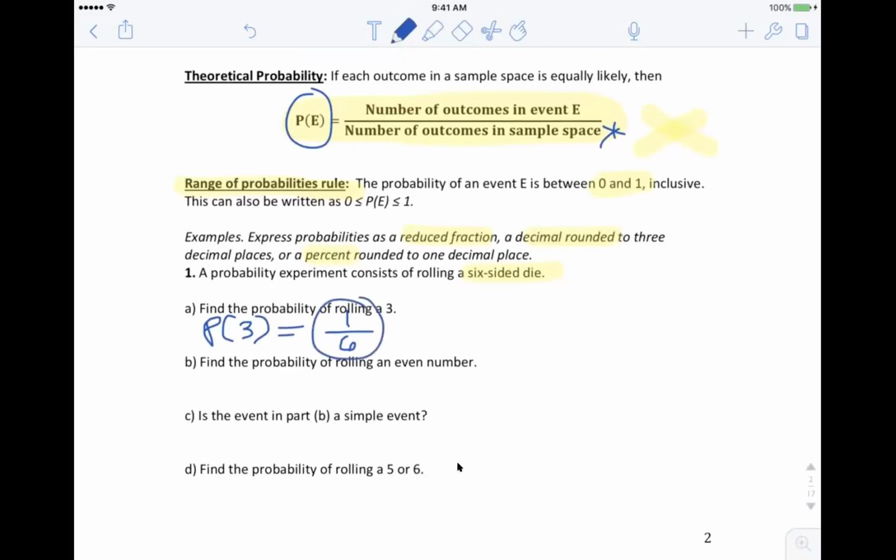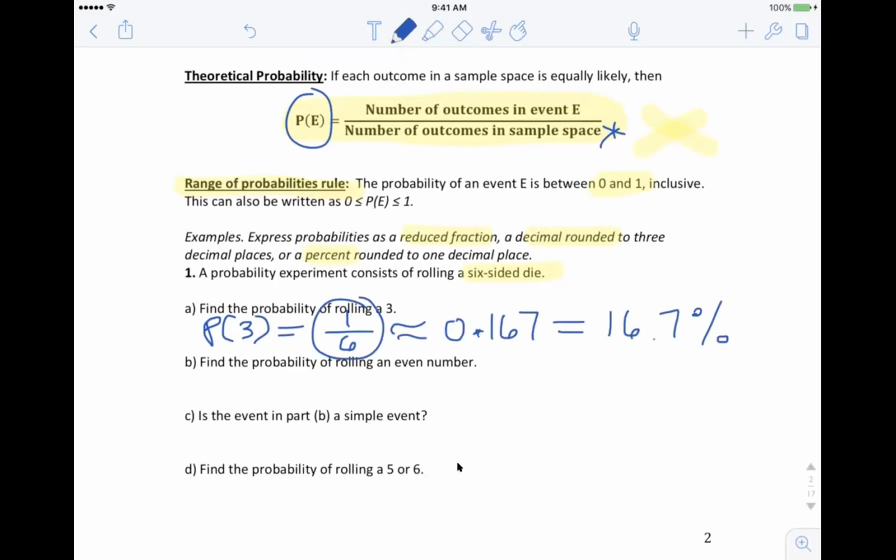There's the fraction answer. I could get a decimal rounded to 3 decimal places, which would be 0.167. That's a decimal point. Or I could even write this as a percent. Just a little review, writing things as a percent, you're just multiplying by 100, or just moving that decimal 2 places, 16.7%. All right.